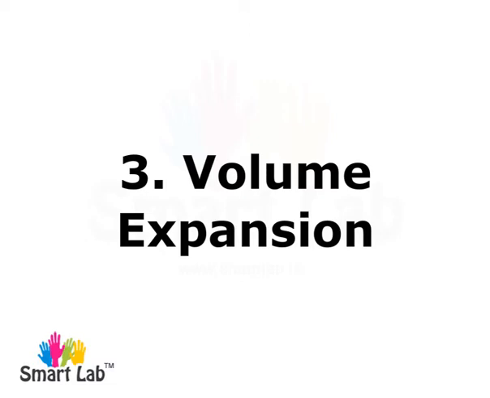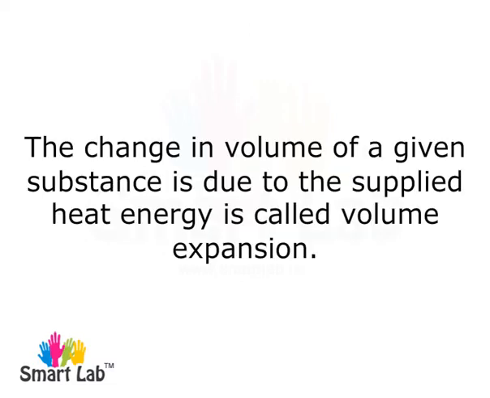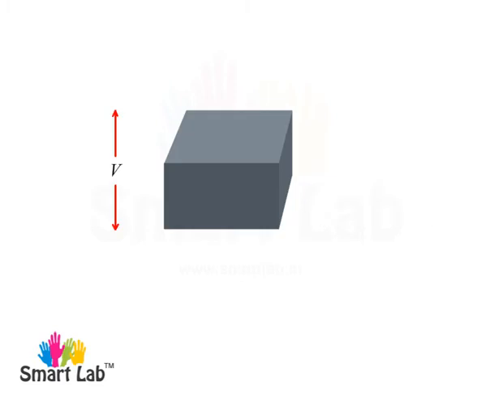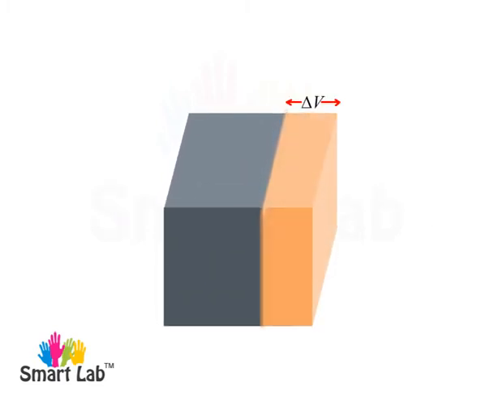Volume expansion. The change in volume of a given substance due to the supplied heat energy is called volume expansion. Let V be the initial volume and delta V is the change in volume due to temperature change delta T. That is, delta V is directly proportional to V into delta T. Therefore, delta V is equal to gamma into V into delta T, where gamma is the coefficient of volume expansion.